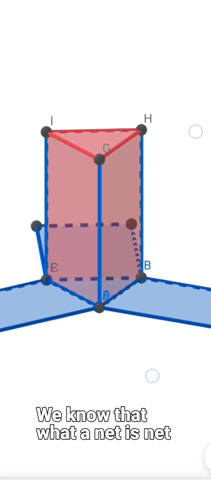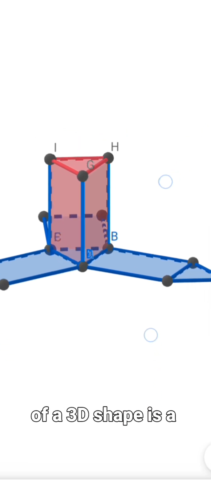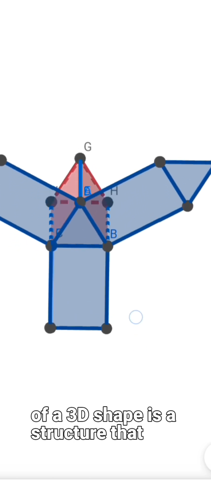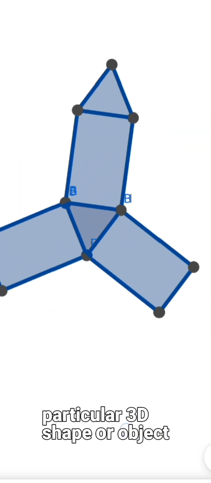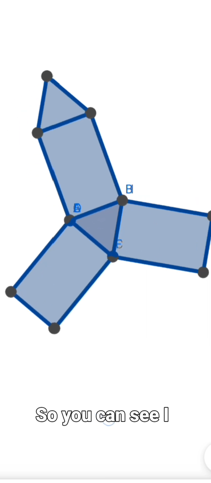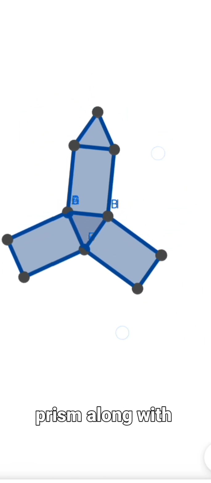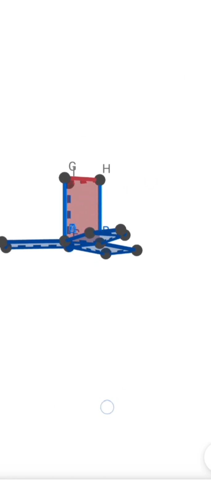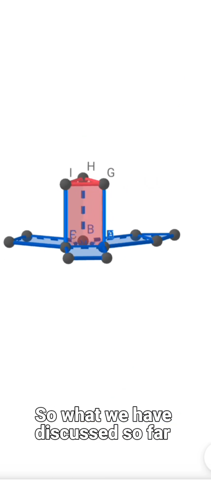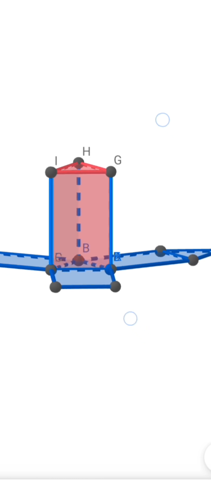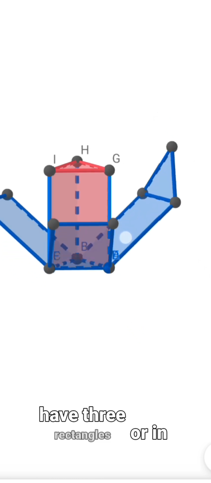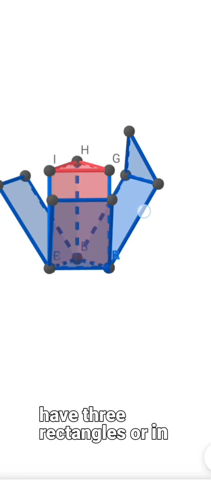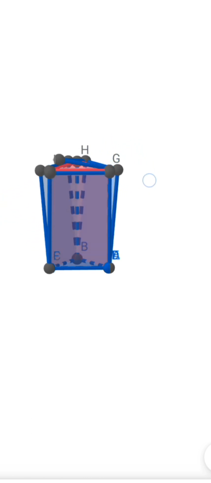We know what a net is. Net of a 3D shape is a structure that shows what it looks like if we open that particular 3D shape or object. So you can see I have opened the prism along with one of its bases. So what we have discussed so far will be more clear with this net. Because of the three-sided polygon, we have three rectangles, or in general we can say parallelograms.